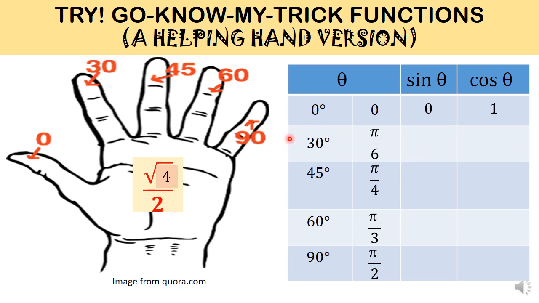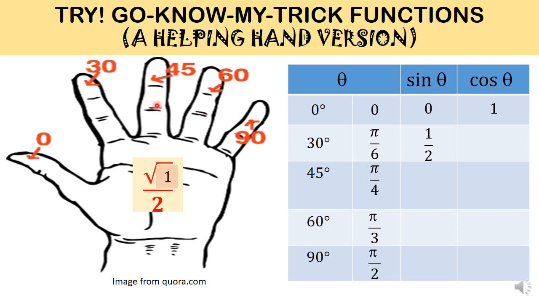For the 30-degree angle, i-fold naman natin si index finger. Okay? So, pagka-fold natin nito, how many fingers are on the left? Ito yung sa sine. There is 1. So, palitan natin yung radicand natin ng 1. Square root of 1 is 1, so 1/2 lang yung magiging sine function natin. So, sine 30 degrees is 1/2.